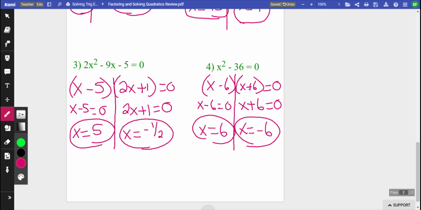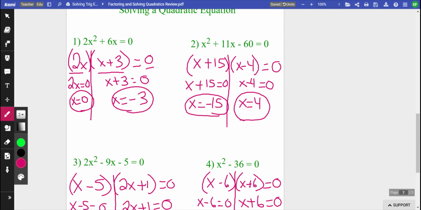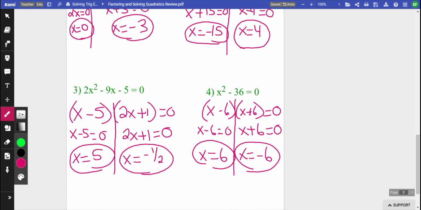So in each one of these 4 examples, we see that we have two different solutions. You won't always have two solutions. It is possible to just have one. So something to keep in mind as you go through solving each one of these problems.